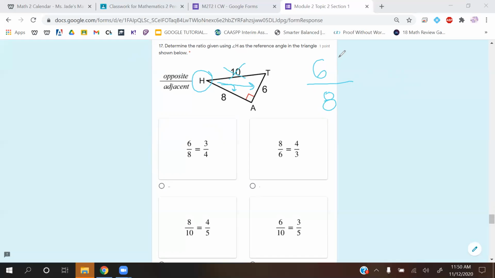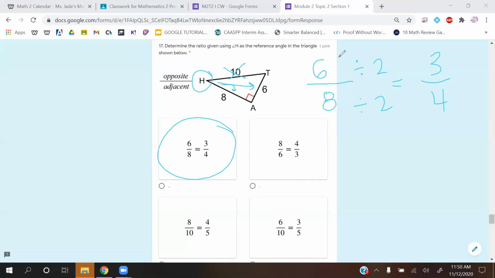So it's either 6 or 8. 6 is opposite, 8 is adjacent, so we got 6/8. Good. And then this simplifies because we can divide top and bottom by 2. Yes, 3/4. Good. 6 divided by 2 is 3. 8 divided by 2 is 4. So we got 6/8 is equal to 3/4. So number 17 is 6/8 is equal to 3/4.